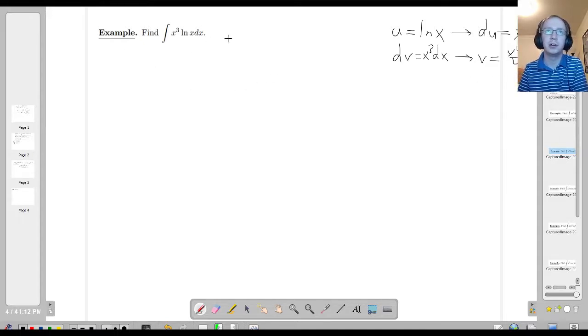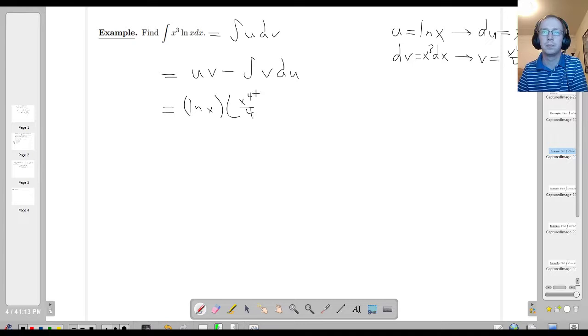Okay, so I'm ready to go ahead and use my formula now. So I'm doing the integral of u dv, and anytime I do integration by parts, that's going to be uv minus the integral of v du. So let's see, u, v, minus the integral of v du.